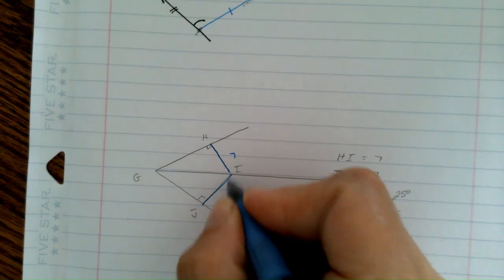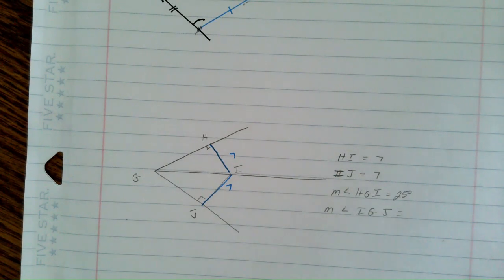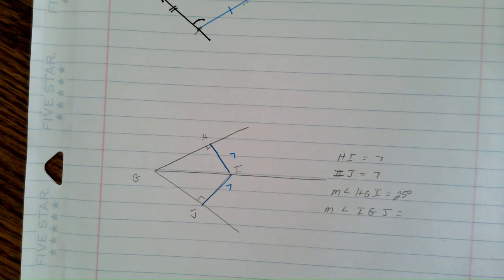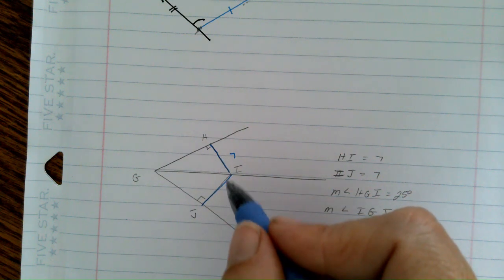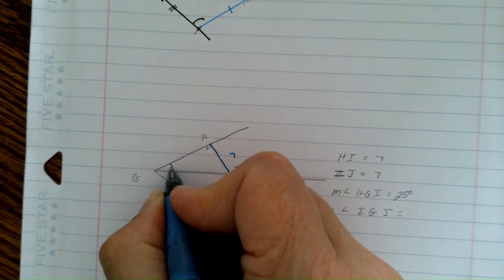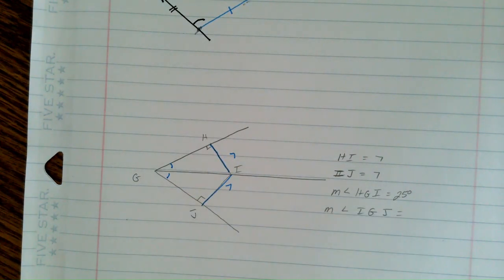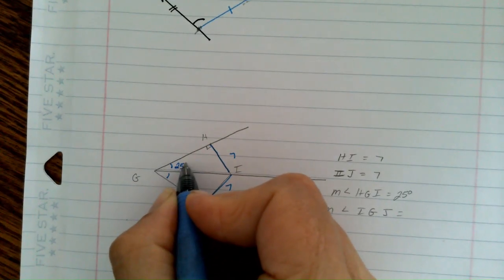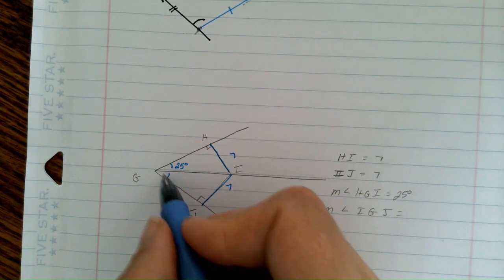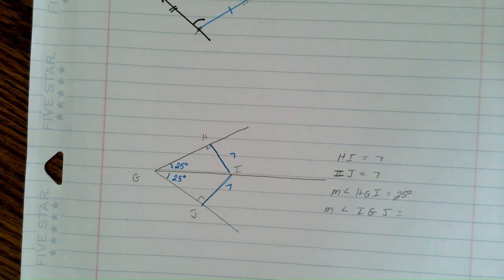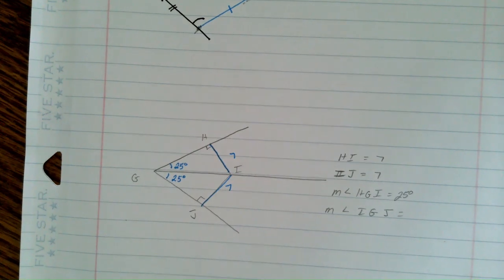IJ is 7. Now I get that I have perpendicular here, and that technically I could do a hypotenuse leg theorem, but I'm not worried about that. So because of this being equal to this, that automatically tells us that this is equal to that by reversing the theorem about angle bisectors. So since H to G to I is 25 degrees, I to G to J is also 25 degrees. Okay, so that's really the big thing.